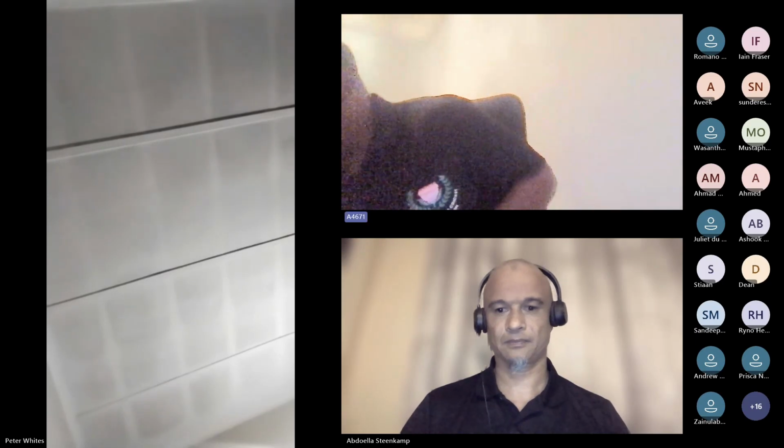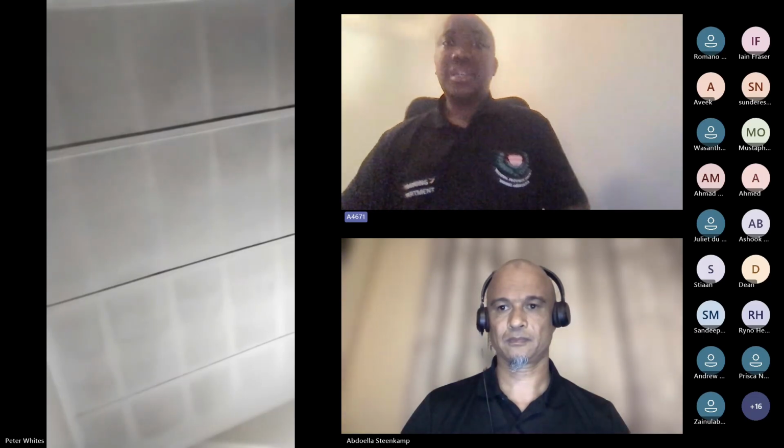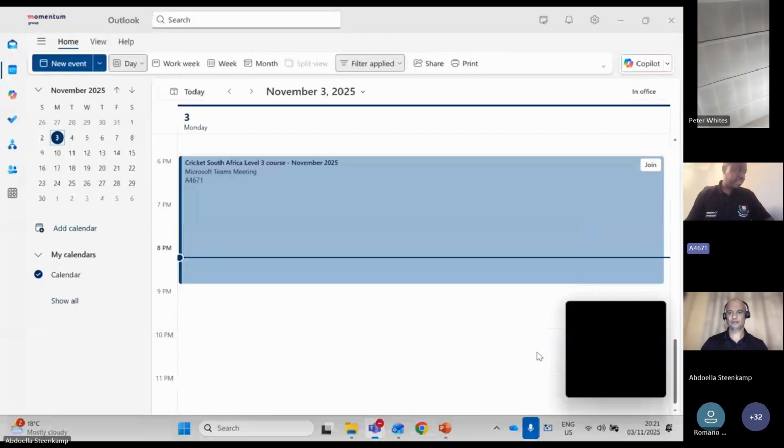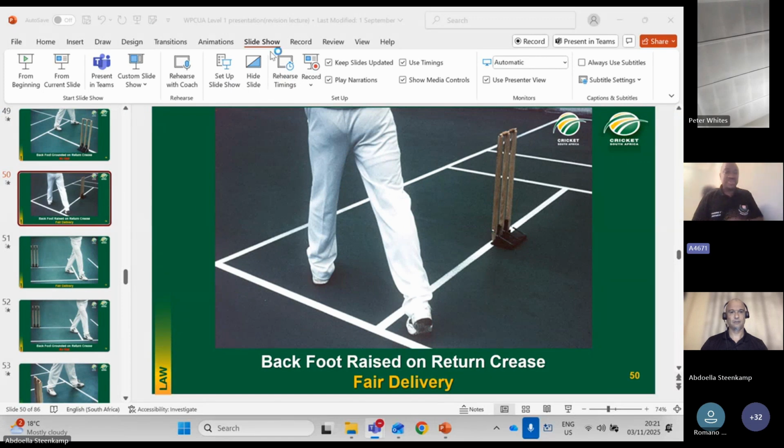While you get to the picture, let me see if I can find the law book and read exactly what the law book says about the landing of the back foot. There we go. Focus through it, please, Abdullah. Yeah.